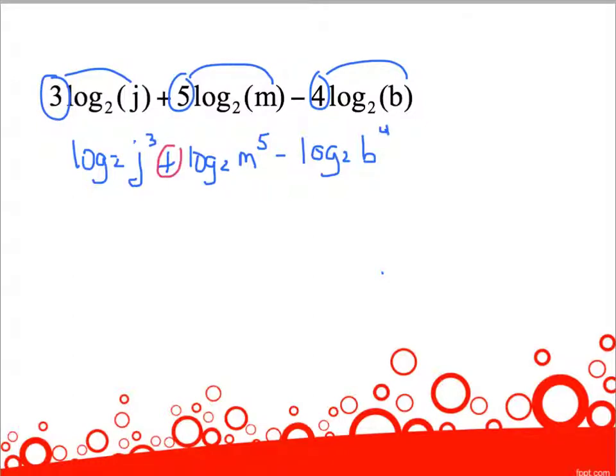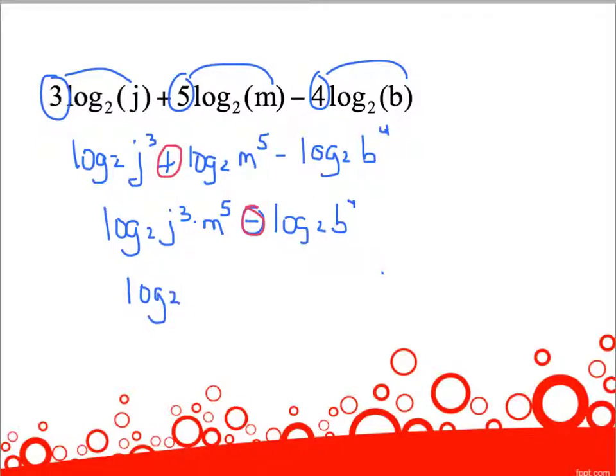Now I've got an addition here, which means I can put those together as multiplication. So I'd have log base 2 of j cubed times m to the 5th minus log base 2 of b to the 4th. But then those can go together because we do have subtraction. Those can go together as division. So my final answer would be log base 2 j cubed m to the 5th over b to the 4th.